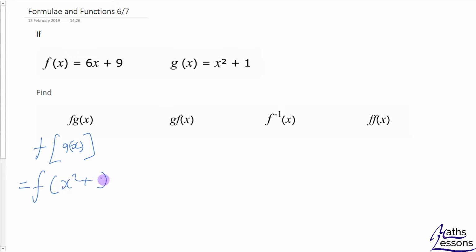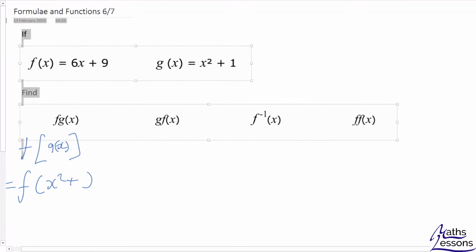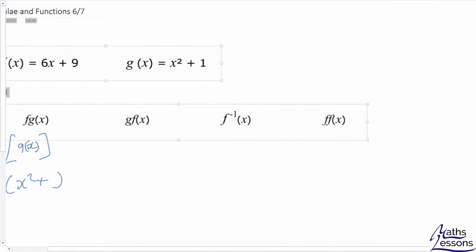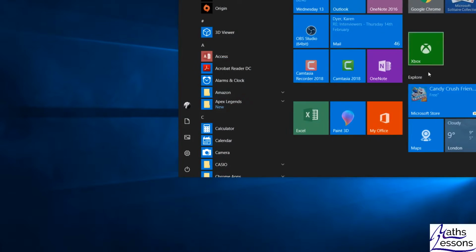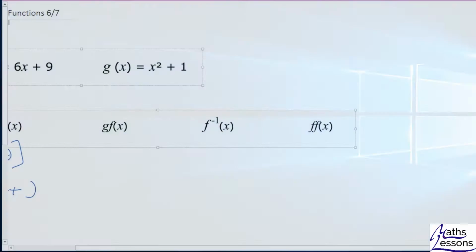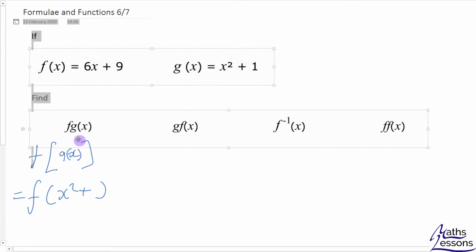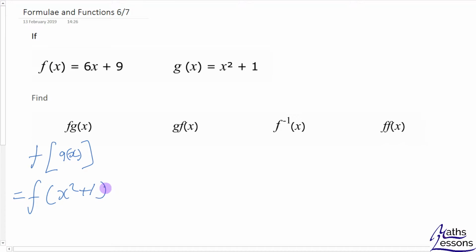This is acting up a little bit. Just give me a second, I'm just going to close this down and start it again. So there we go, x squared plus 1, and what we do is we put that where the x would be in the f, so it goes into there.